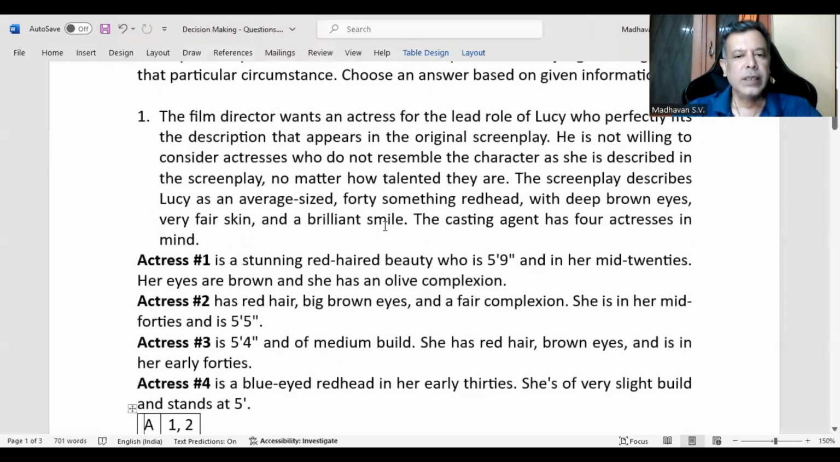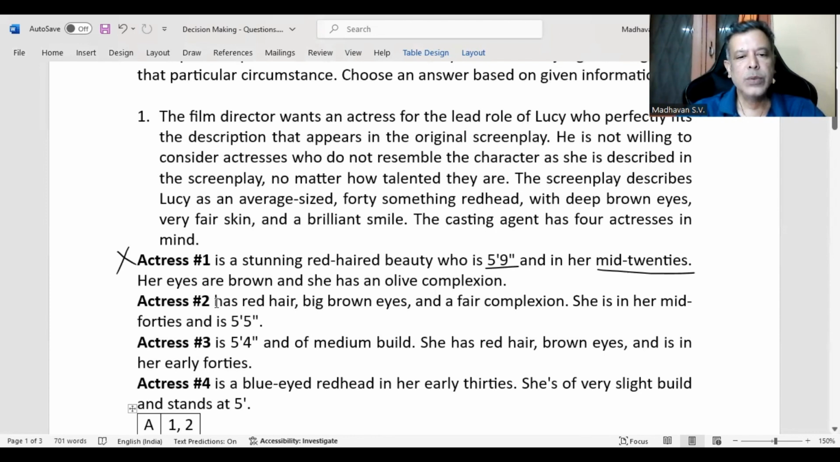Now, the casting agent has given these options 1, 2, 3, 4. We need to choose which of these actresses resembles whatever is described in the screenplay. Actress 1 is a stunning red-haired beauty who is 5 feet 9 inches and in her mid-20s. Mid-20s and 5 feet 9 inches, these two do not match.